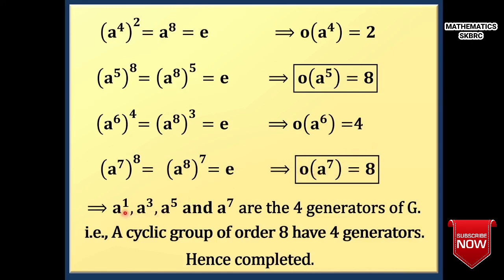Here order of A is equal to order of A cube equal to order of A power 5 is equal to order of A power 7 is 8, which is equal to the order of the group. Order of G is equal to 8. Therefore, A cube, A power 5 and A power 7 are the other generators of G. This means a cyclic group of order 8 has 4 generators, hence completed.